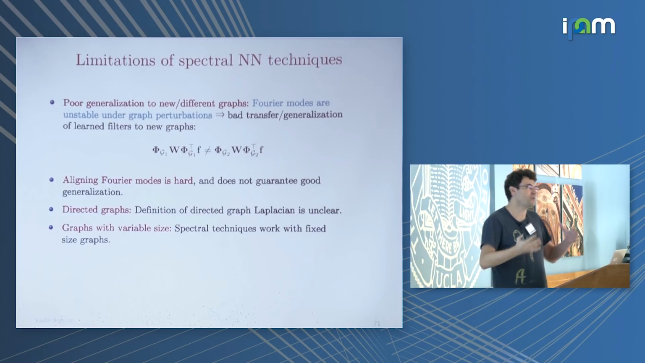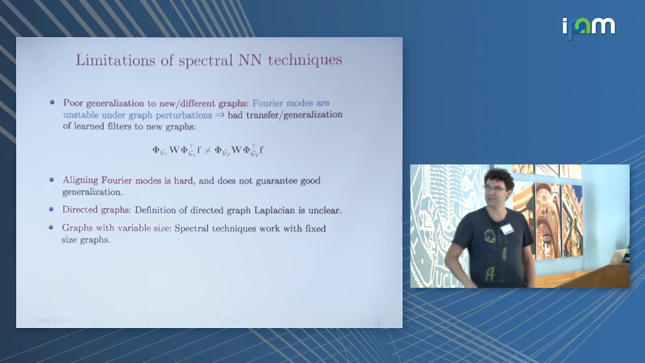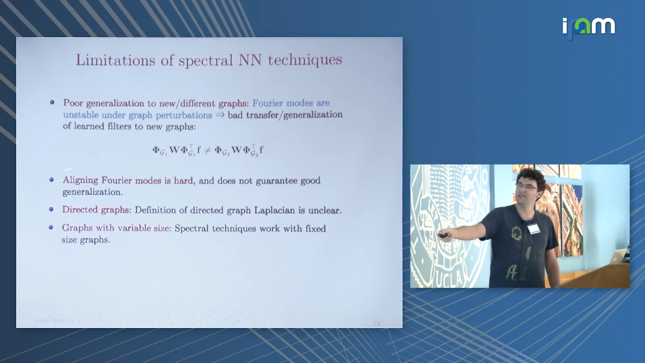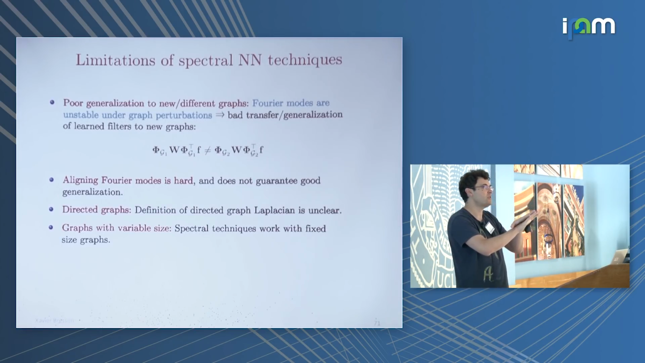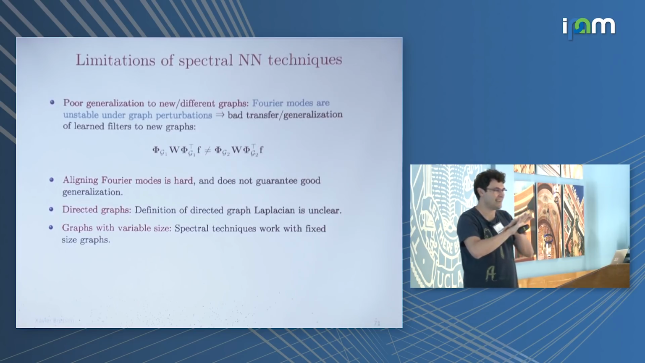You have equality when the two graphs are very close to each other. If they are very close to each other, then you might be able to transfer, but we need to be careful. So the problem is, maybe we should try to align the Fourier modes. But aligning the Fourier modes is actually like solving the graph matching problem. That's a very hard problem.